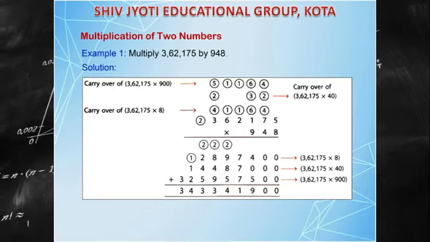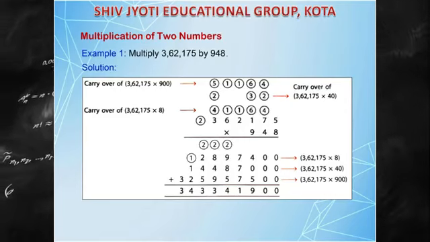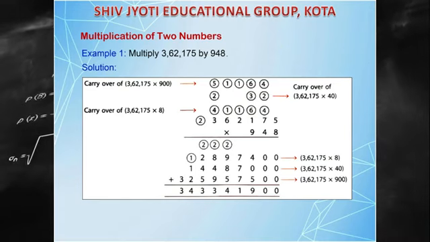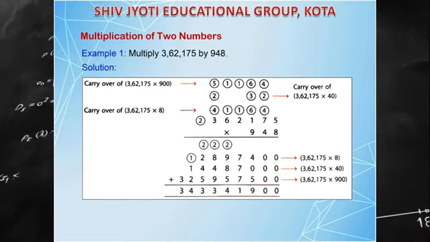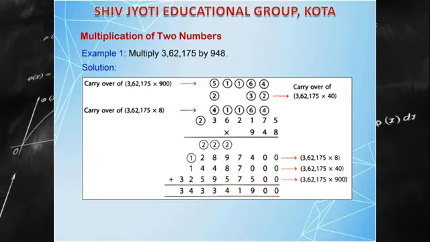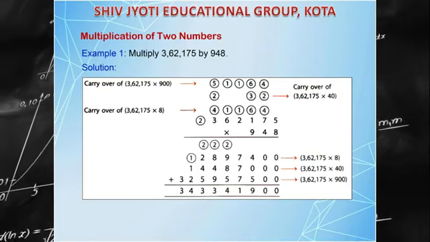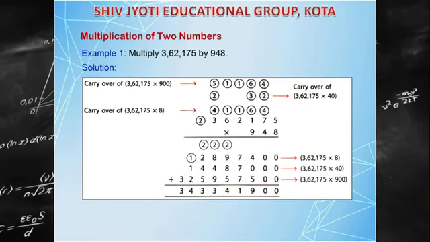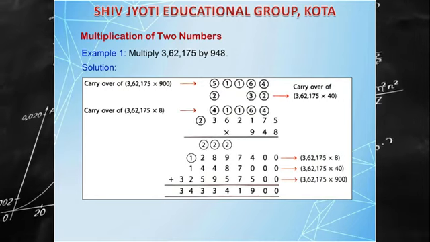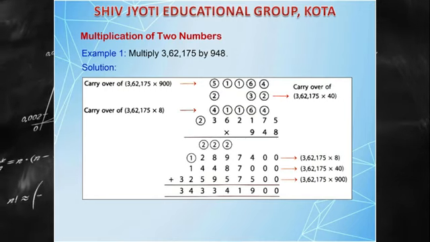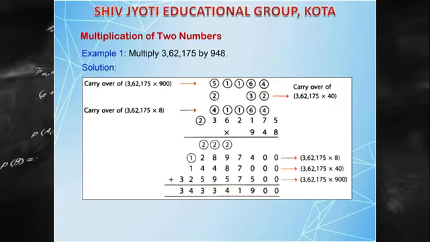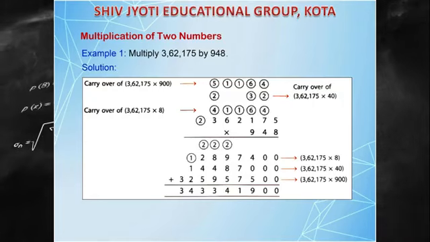Now we will start with the tens place of the multiplier, which is 4. Now we will multiply 3,62,175 by 4. As the digit 4 is in the tens place, we are actually multiplying by 40. So we write 0 below the ones position of the previous product. Now, as we multiplied ones digit of the multiplier with multiplicand, we will also do with the tens and hundreds place of multiplier.